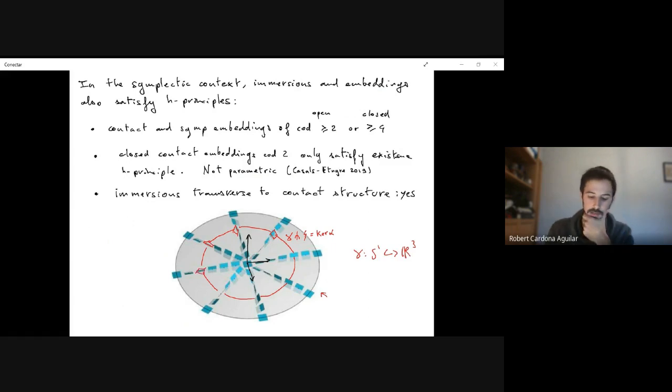So a question that you can ask is whether, if you give me a formal transverse immersion, can I make it transverse? So the answer is yes. This was proved, I guess, by who?